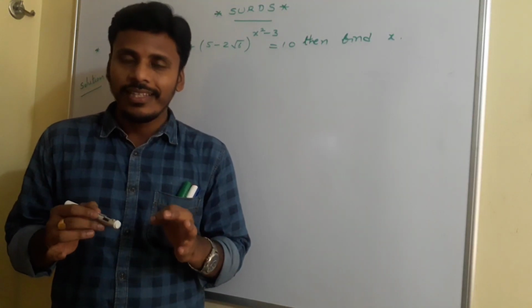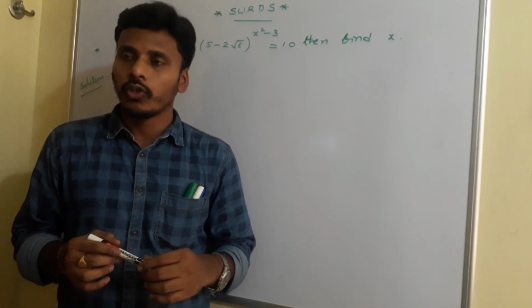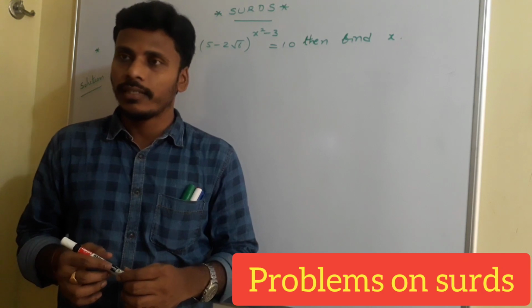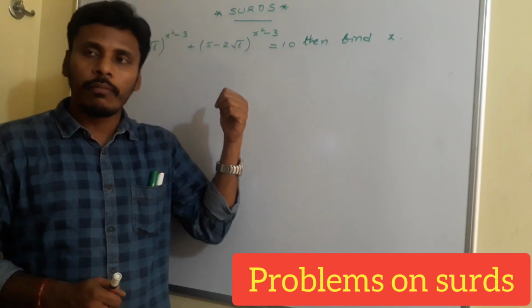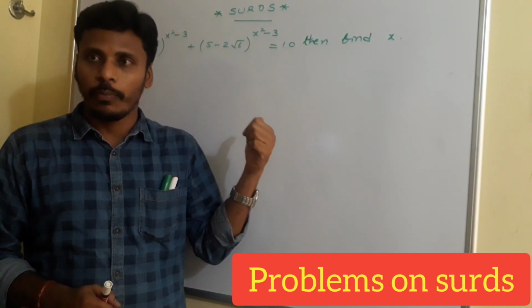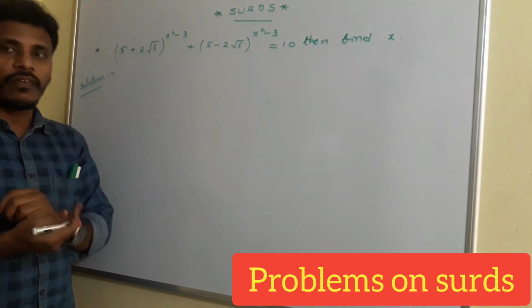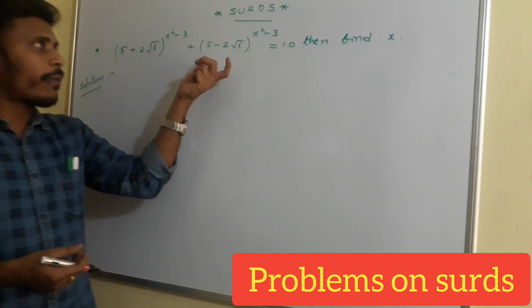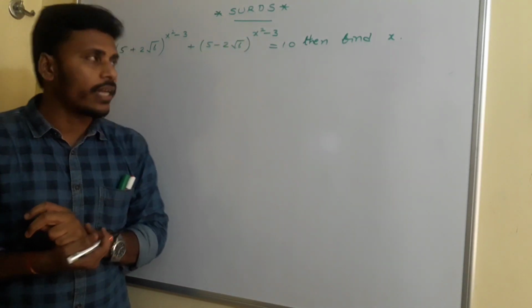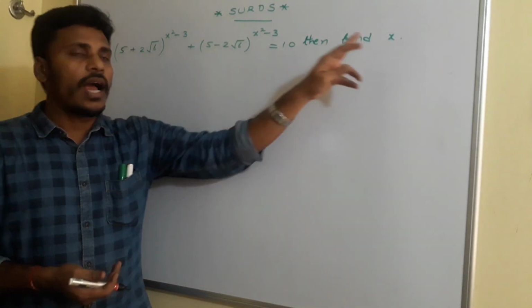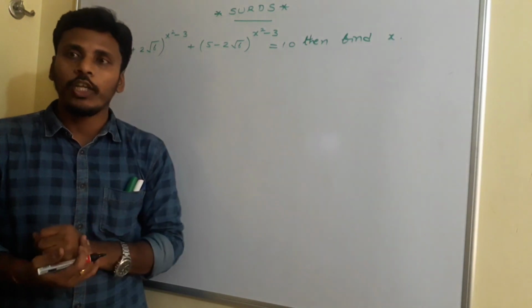Students, in this mathematics session, we are going to solve different problems related to surds. Among those, the first problem is on the board. You just think about the problem. The problem is given like this: (5 + 2√6)^(x² − 3) + (5 − 2√6)^(x² − 3) = 10, and they ask you to find the value of x.